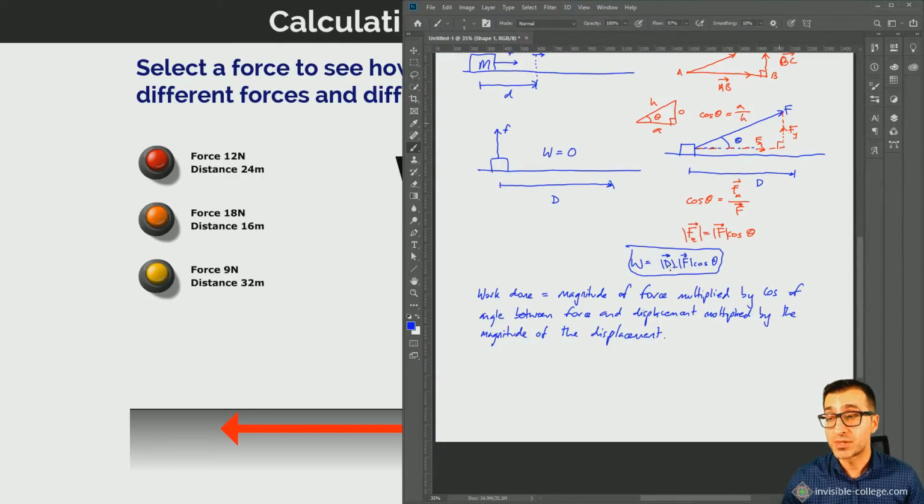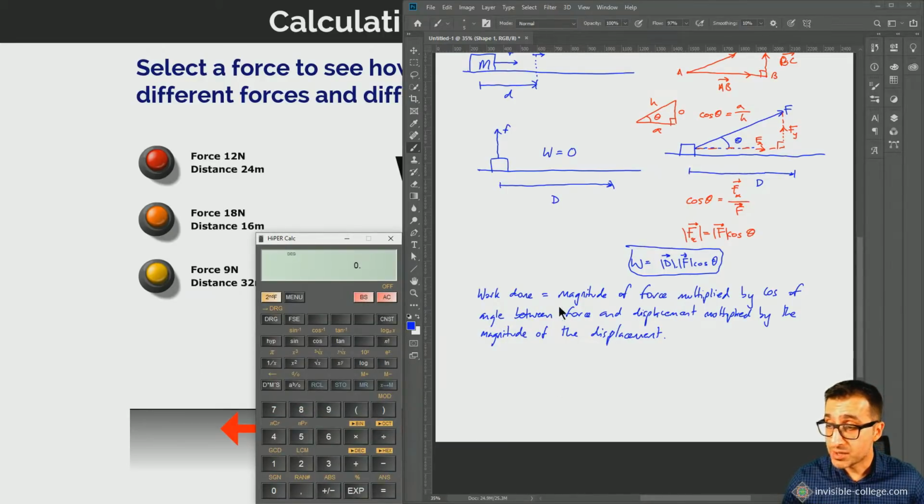So this general equation here gives us a way of calculating the work done by any force at any angle to any displacement. So in the case where the force is parallel to the displacement, the angle is 0. Now what this means is the cosine theta part of this equation is going to be cosine of 0. If we do cosine of 0, we get 1. So when the force is parallel to the displacement and the angle theta is 0, the work done simply equals the magnitude of the force multiplied by the magnitude of the displacement, because cosine theta becomes 1.